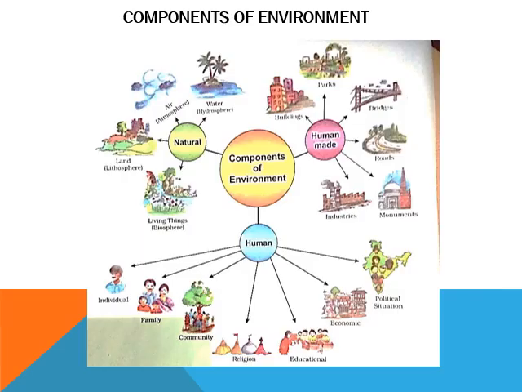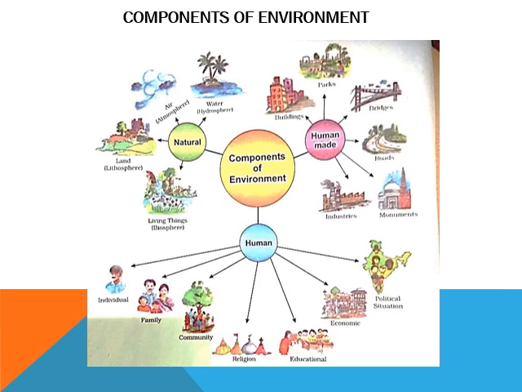Components of environment. What are the three components of environment? Natural environment, human-made environment, and human. Natural environment is land, meaning lithosphere, air, meaning atmosphere, water is hydrosphere, and living things is biosphere. All are the parts of our environment.